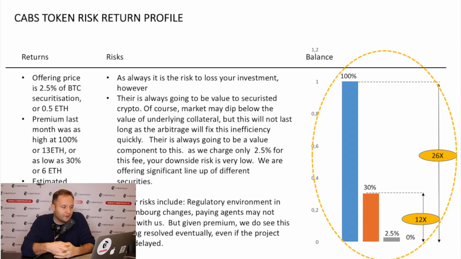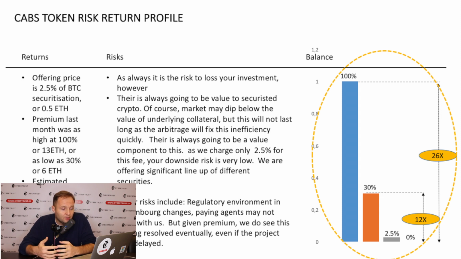So what are we offering, right? CABS token risk return profile. What we're saying, guys, is okay, let's just do a platform, an open platform for securitization, and allow anyone to securitize really cool digital assets. And the price of that service is a 2.5% premium over the price of the underlying asset.